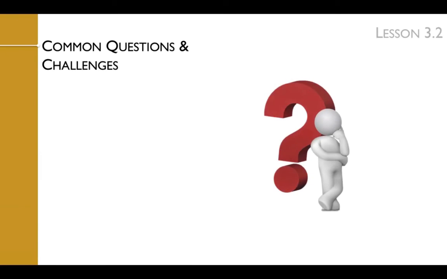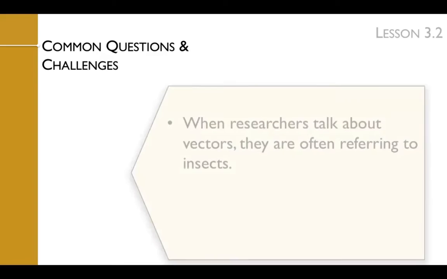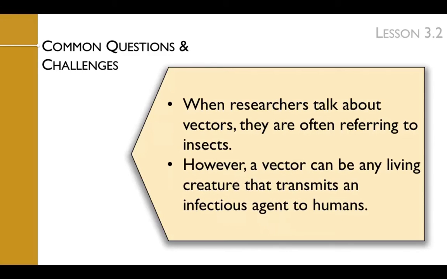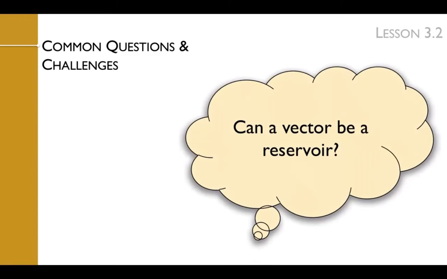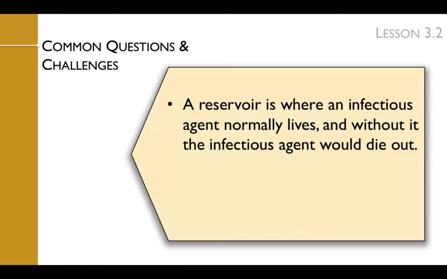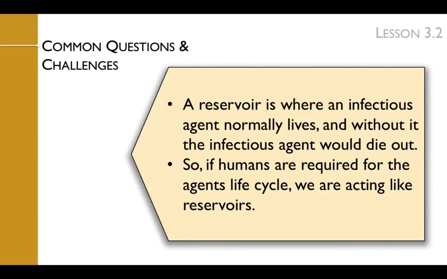One of the most common questions students ask is, can a human be a vector? When researchers talk about vectors, they are often referring to insects. However, a vector can be any living creature that transmits an infectious agent to humans. Another question students ask is, can a vector be a reservoir? A reservoir is where an infectious agent normally lives, and without it, the infectious agent would die out. So, if humans are required for the agent's life cycle, we are acting like reservoirs.